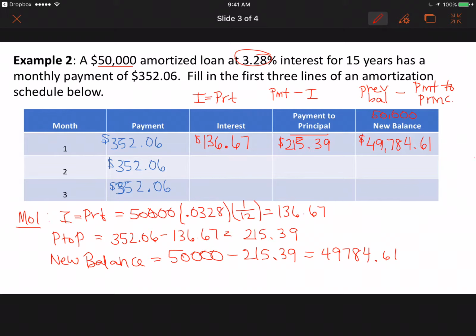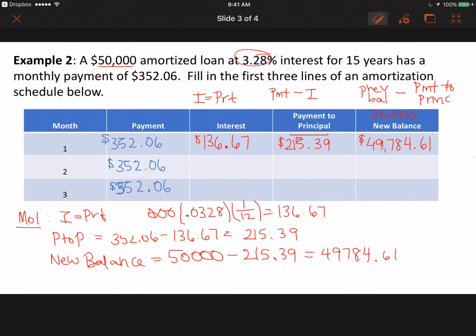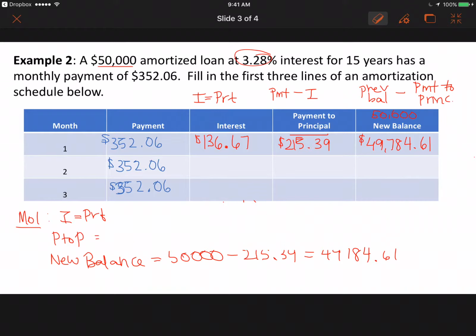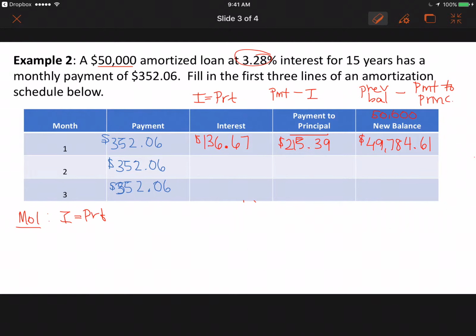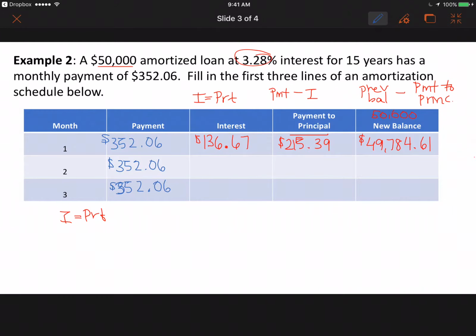Now in month 2, we follow the same rules for calculating interest, payment to principal, and new balance, but our current balance is now the balance listed here on the right after month 1. All right, so let me erase here, and we'll start over in month 2. Let's do month 2 in blue.